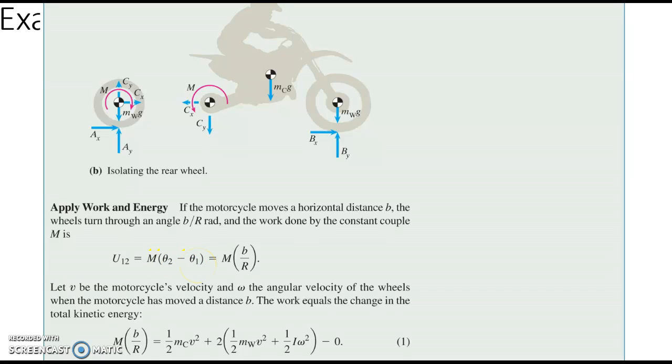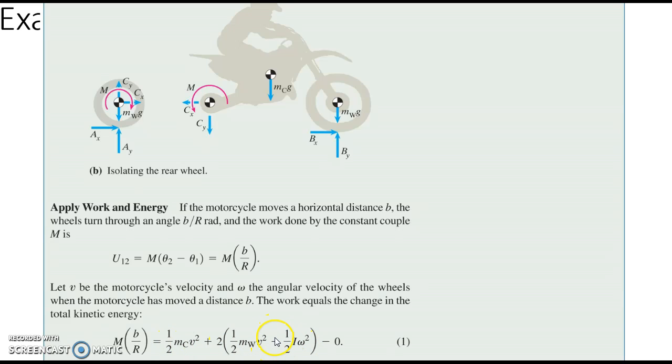We started from rest, so we can say theta 1, the first angle, is 0. The second angle would be given by the arc length divided by the radius. The arc length that has been traversed if you move a distance b is clearly b. So my angle is b divided by r. So I have the total work done by my couple, M times b over r. Remember, r is given. This equals the change in kinetic energy.